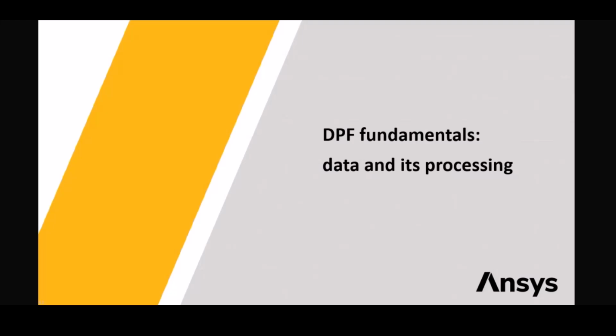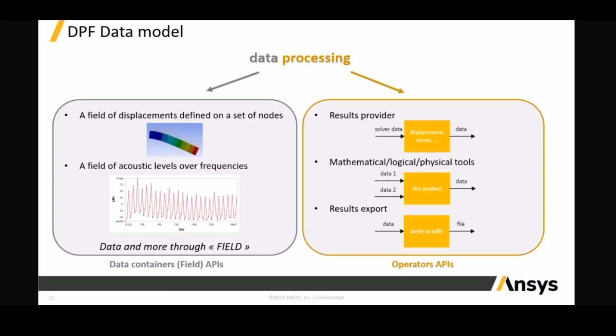I'm going to go very quickly on the DPF fundamentals because it is all explained in the doc, and the goal here is not necessarily to go over everything very precisely. As I said in the beginning, the original aim of DPF was to provide a common data model for all of the different results, or the different data, we can manipulate at Ansys. The idea is that you have basically fields of data, which can be displacements across nodes, or acoustic levels over frequencies. This is all a field. You can think of them as matrices or as NumPy arrays.